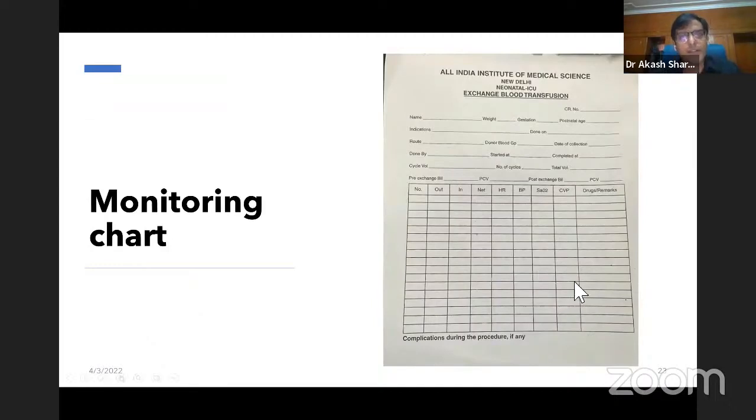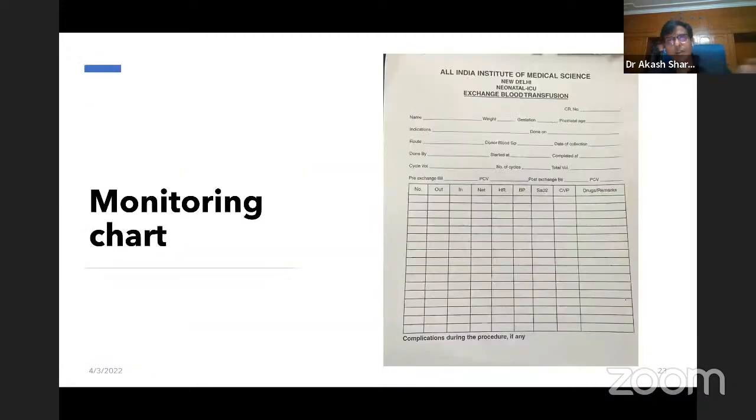The third important thing is that you should always maintain a monitoring chart. Of course, consent has to be taken before every procedure. A monitoring chart has to be filled in, indications have to be properly brought out, and vital monitoring should always be done along with the procedure. This has to be done by a third person who is not involved in the procedure itself. Any kind of hemodynamic compromise should be looked at, and blood transfusion reaction should also be looked at.